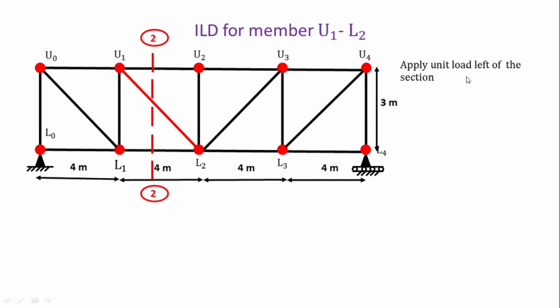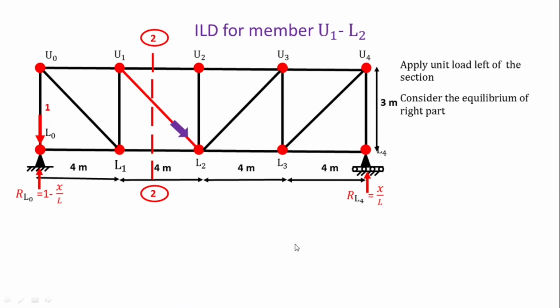Now apply the unit load on the left of the section because the starting point is the left of the section. So we are applying here the load on this L0 joint, and considering the equilibrium condition for the right hand side part of this section. Now when the unit load is applied on beam or frame, the reaction RL0 is equal to 1 minus x by L, and the second reaction is x by L.